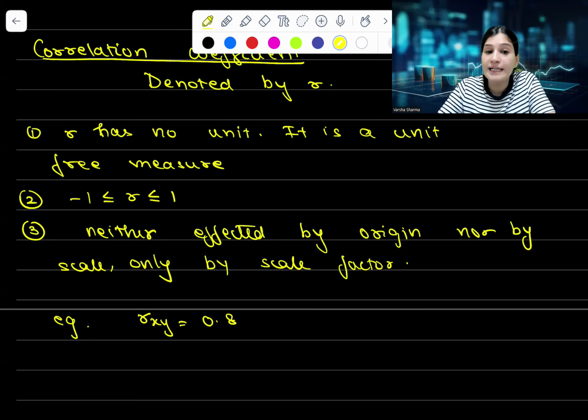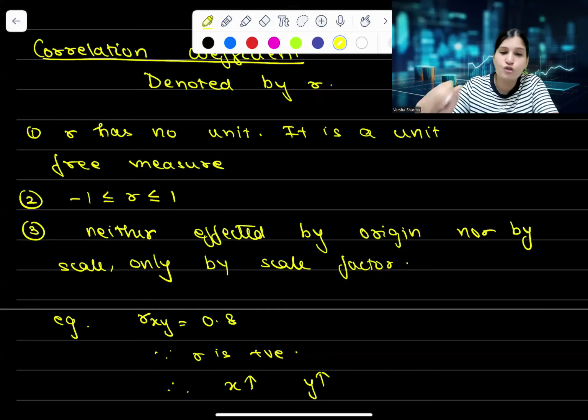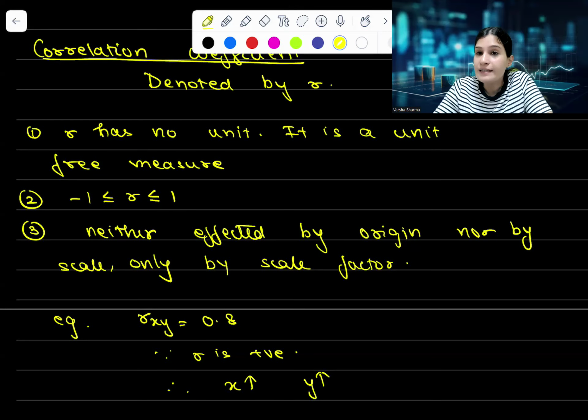That means the connection between X and Y is very strong. And since it is positive, it will form a positive correlation. That means increase in one will lead to an increase in other. Since R is positive, therefore, if I increase the value of X, Y will also increase. Till here, any doubt?